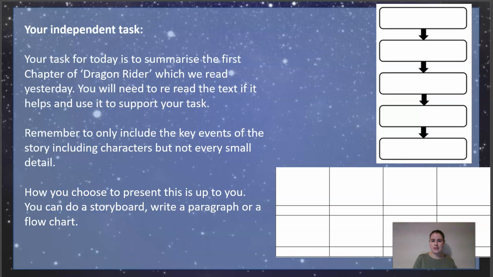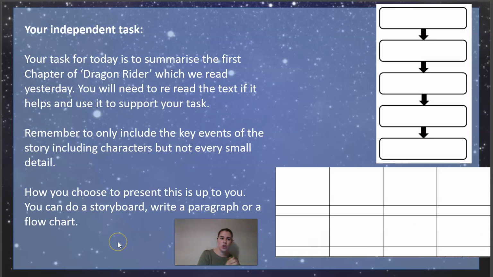So your task for this lesson is you need to summarise the first chapter of Dragonrider. Okay, so we actually read the first chapter in yesterday's lesson, so you'll need to make sure you have a copy of that in front of you. I will also send home another copy of it as well. You may need to reread it if it helps you, if you've maybe forgotten a little bit, and it'll help support you with this task.